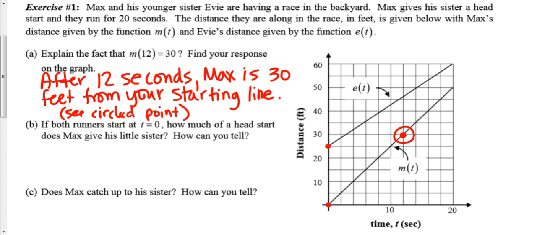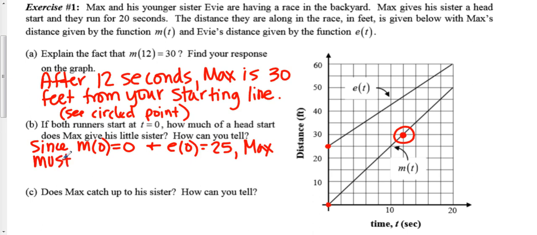But the first thing we're going to do is talk about these ordered pairs. Since m of 0, which is Max, equals 0, that is the y coordinate, and Evie, e of 0, equals 25. So we're using those ordered pairs in function notation. Max must have given his sister a 25-foot head start.